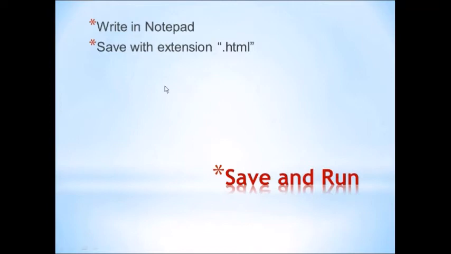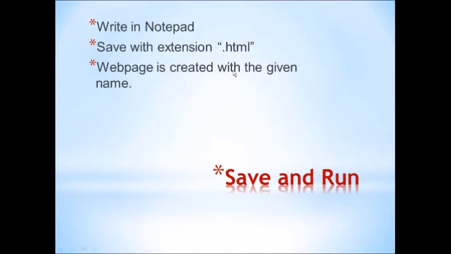So when we give this extension html, that means we are saving that particular file as an HTML document. Then automatically one web page is created. We are giving the name ONU1, right? So with that name only, a web page is created. So we just have to open that particular web page. This is how we have to make an HTML document.